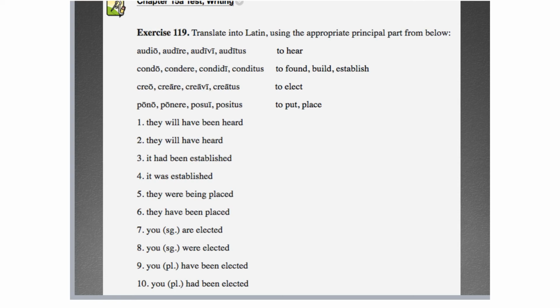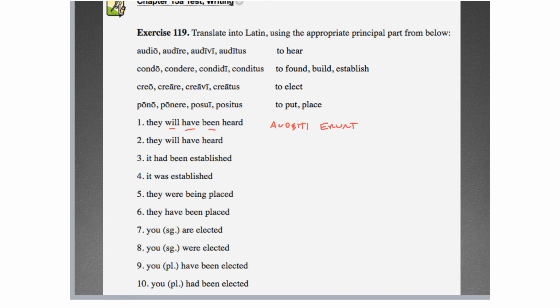Here is the writing, and I give you the principal parts so you can have them right there. No reason not to get the principal parts correct. So they will have been heard. Again, just as we said, that's future perfect. So audit, I think I put an extra I in there. Sorry about that. Audit, so that's the they, plural with the E. And then, of course, the heard part. And then erunt makes it future perfect. They will have heard is the next one.